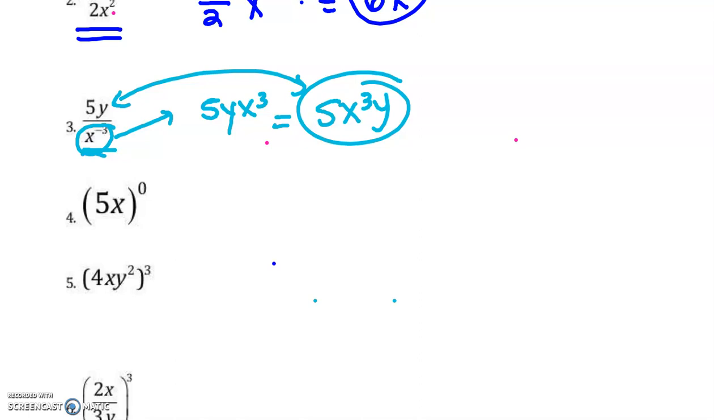We have a 0 power here. And we also have a coefficient raised to a 0 power. Well, if you remember back to the 0 power, everything to the 0 power is 1. I can distribute this in, or I can just say this base raised to a 0 power is equal to 1. And the answer here is 1.